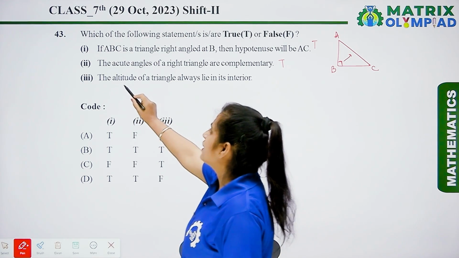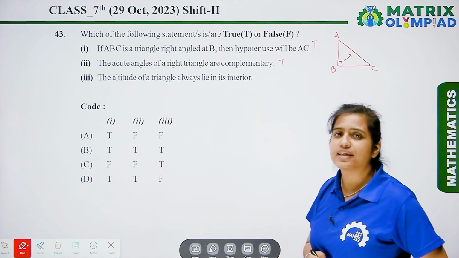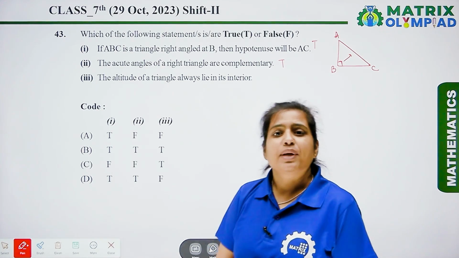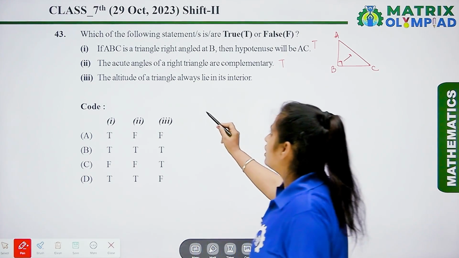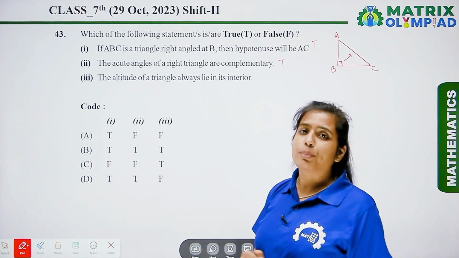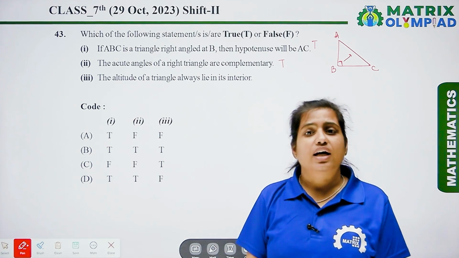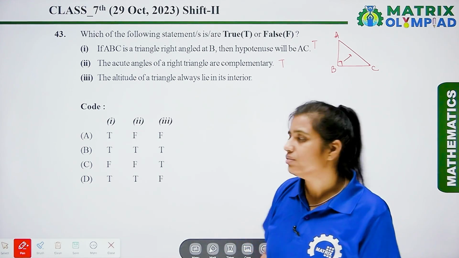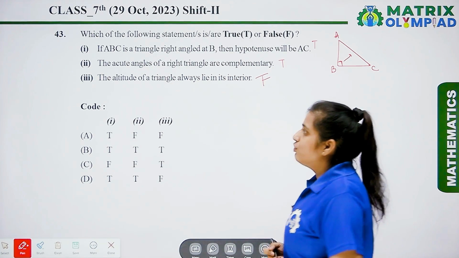The third statement is: the altitude of a triangle always lies in its interior. No, this statement is false, because the altitude of a triangle does not always lie in the interior. In the case of an obtuse angle, the altitude may or may not lie in the interior. So here it is false.